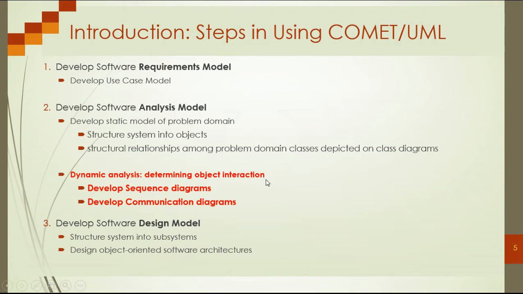So there are two main steps here. You should know how to develop the sequence diagram, or you can say the outcome of the dynamic model, which is developing the sequence diagram and communication diagrams. And then, based on the sequence and communication diagrams, you should be able to develop the dynamic interaction model.